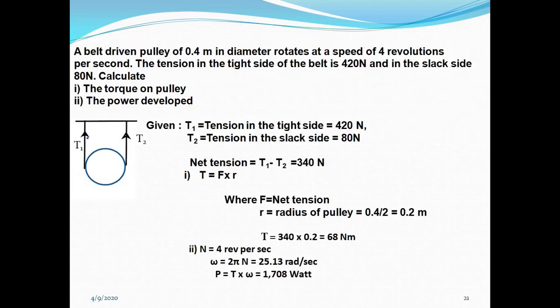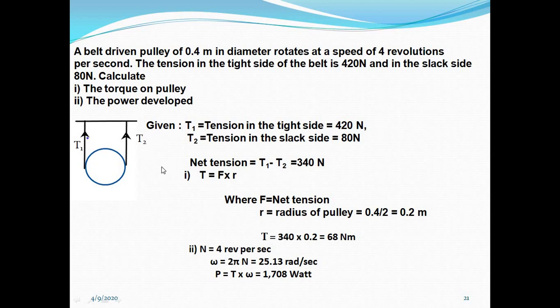Now the next example: a belt driven pulley of 0.4 meter in diameter rotates at a speed of 4 revolutions per second. The diameter of the pulley is given as 0.4 meter and the speed, that is capital N, is given in revolutions per second, that is in RPS. Then the tension in the tight side of the belt is given as 420 Newton and the slack side is given as 80 Newton. So we have to find out the torque on the pulley and the power developed by the pulley.